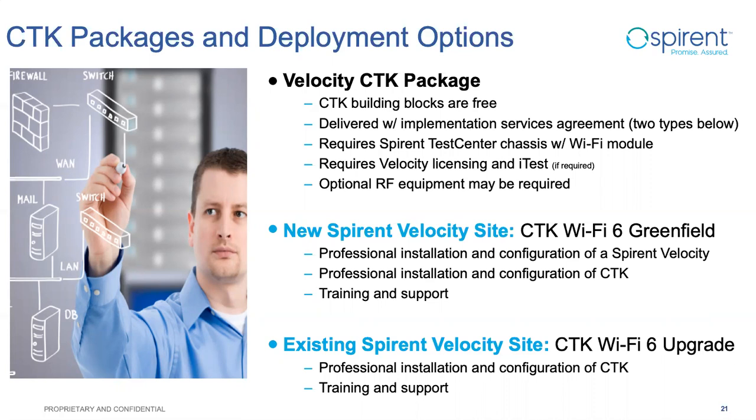As I mentioned, there's a chamber they may need, or some antennas, or an attenuator. So, the two types of service agreements we talked about. If we have a new Spirent Velocity site, we call this a greenfield opportunity. For Wi-Fi 6, you'll need professional service installation and configuration of the Spirent Velocity, and if you're including iTest, there'll be some iTest there as well. Professional installation and configuration of the CTK.